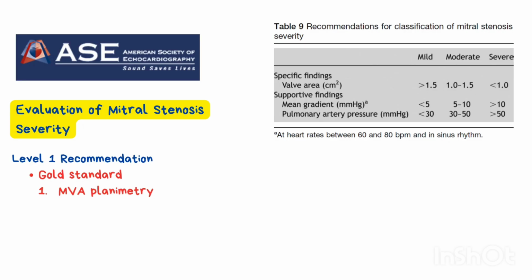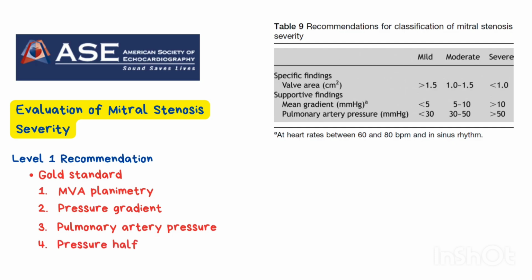window, MV level. 2. The mean pressure gradient, which is obtained using pulsed wave Doppler across the mitral valve. 3. Pulmonary artery systolic pressure, which is estimated using the tricuspid regurgitant jet, meaning the continuous wave Doppler is sampled through the tricuspid valve, typically in the apical 4-chamber window. And lastly, pressure half-time, which reflects how quickly the left atrium empties into the left ventricle.